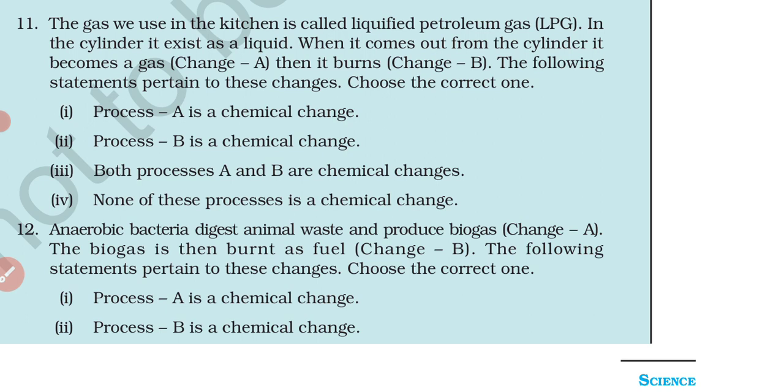So first of all, let me remind you again that the gas which is present in our kitchen, the cylinder gas, contains liquefied petroleum gas. Inside the cylinder it exists in a liquid state, but when it comes out from the cylinder it becomes a gas. So liquid to gas, this is change A. The physical state of liquid is changed to the physical state of gas.